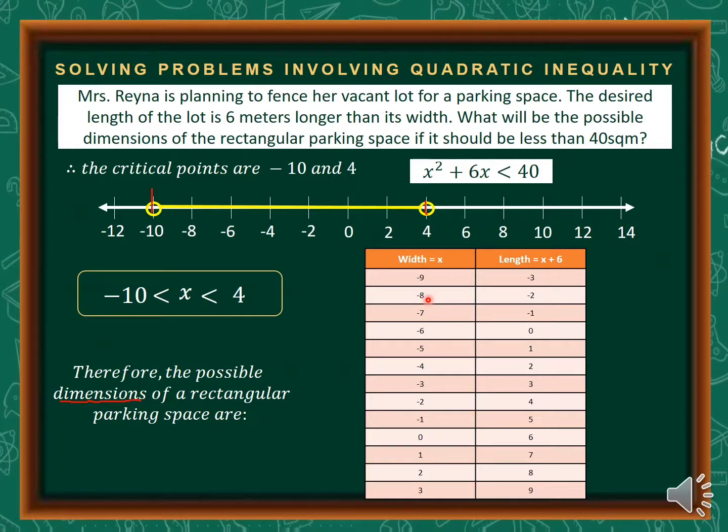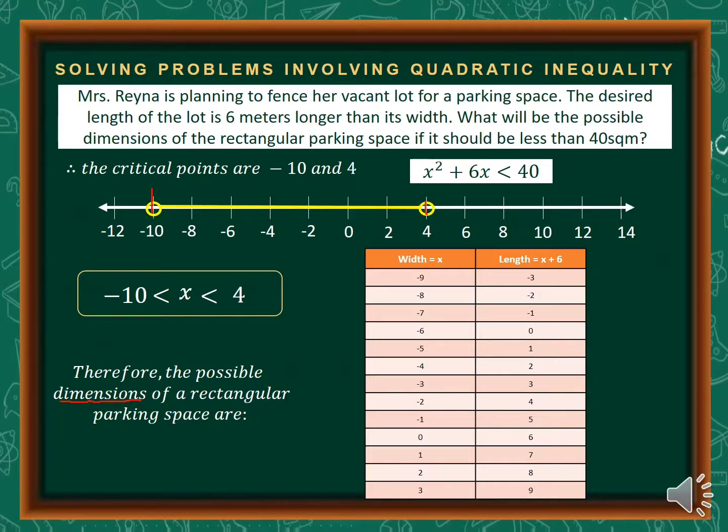Negative 8, kung ang width natin negative 8, negative 8 plus 6, that is negative 2. Negative 7 plus 6, that is negative 1. Negative 6 plus 6, that is 0. Ibig sabihin, these are the dimensions. Negative 7, negative 1, these are the possible dimensions, negative 6 and 0. But, take note, hindi po pwede natin magkaroon ng, ang width natin ay negative 6 at ang length natin ay 0. So, impossible po iyon. Ano? And also, we cannot have a solution of negative 6 at 0 kasi wala namang length na 0.